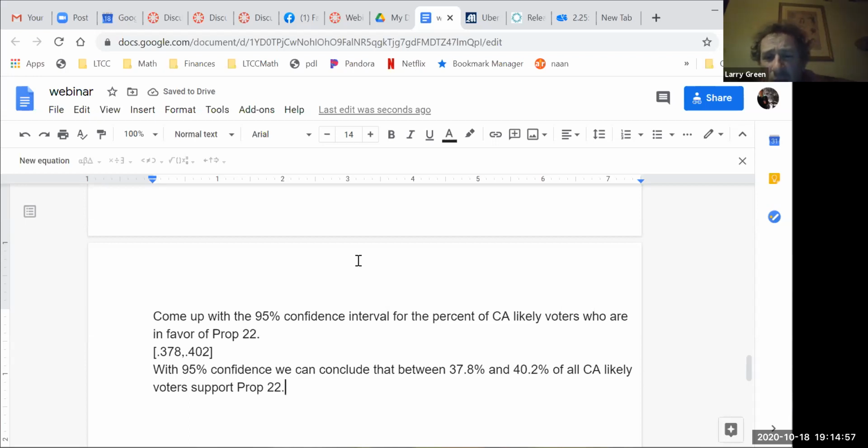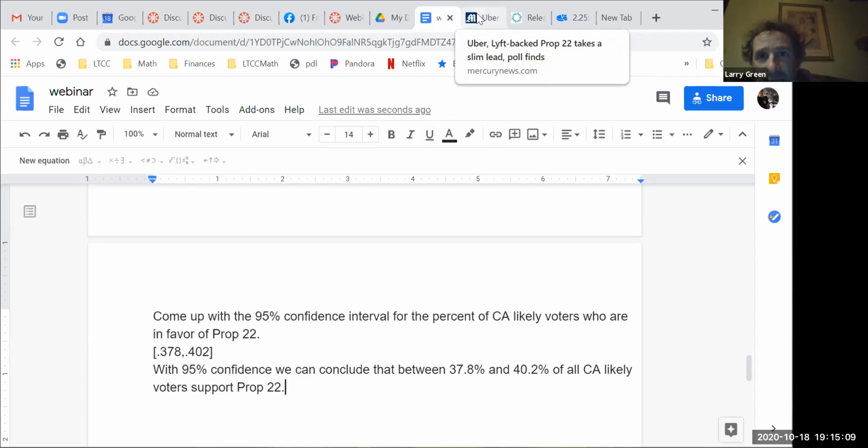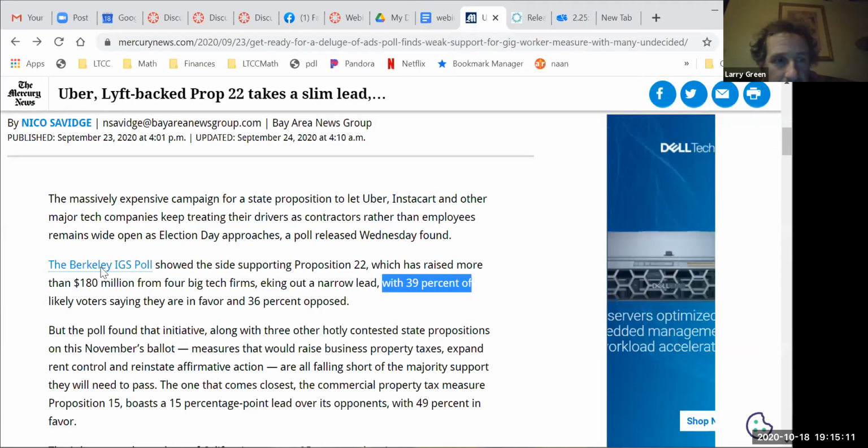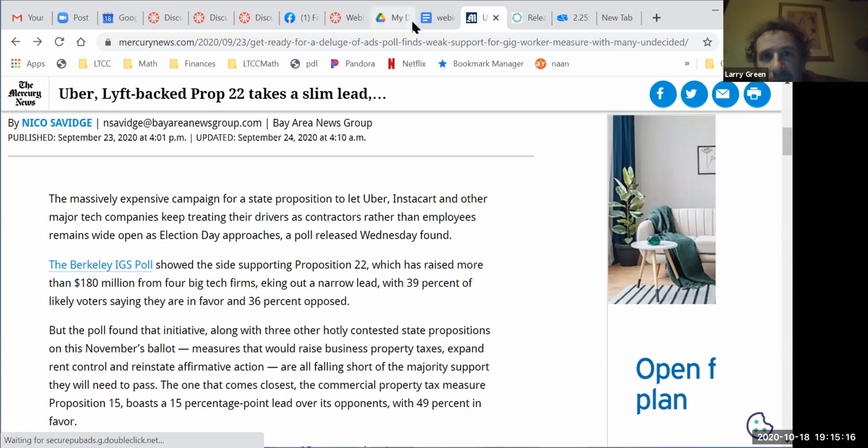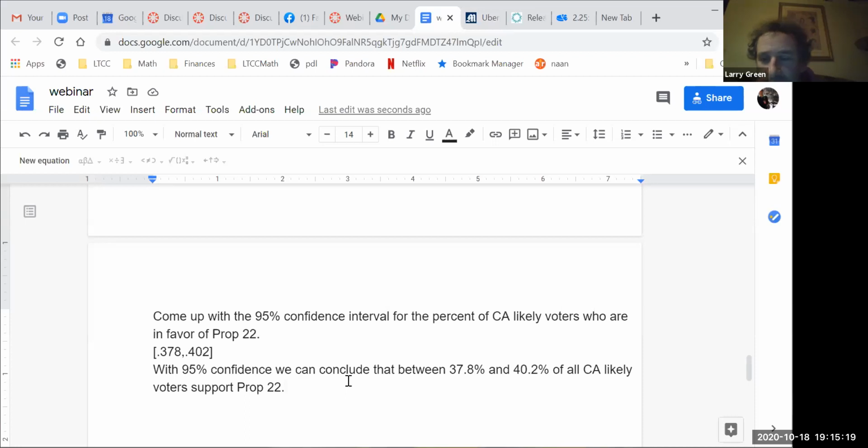All right. By the way, based on this, do you think it is worth spending money to advertise? By the way, in the article again, 36% were opposed. Do you think it's worth it? And the answer is yes. And the reason is if you look at 39 and 36, they don't add up to 100%. What does that tell you?